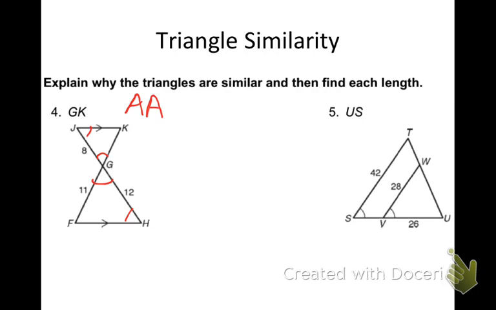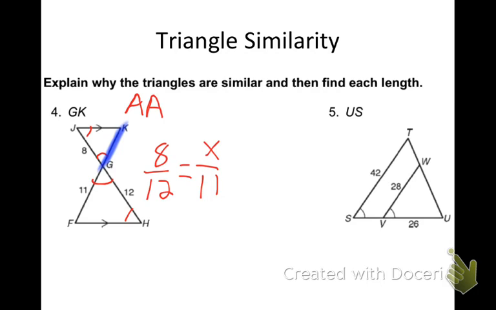Now I want to solve for GK. What's a proportion I can set up to solve for GK? What would my proportion be? Camden, what do you think? Make it 8 over 12. Correct, sir. X over 11. Nice job. Recognize 8 and 12. See how they're in between those angles? They have to be corresponding. Remember that.